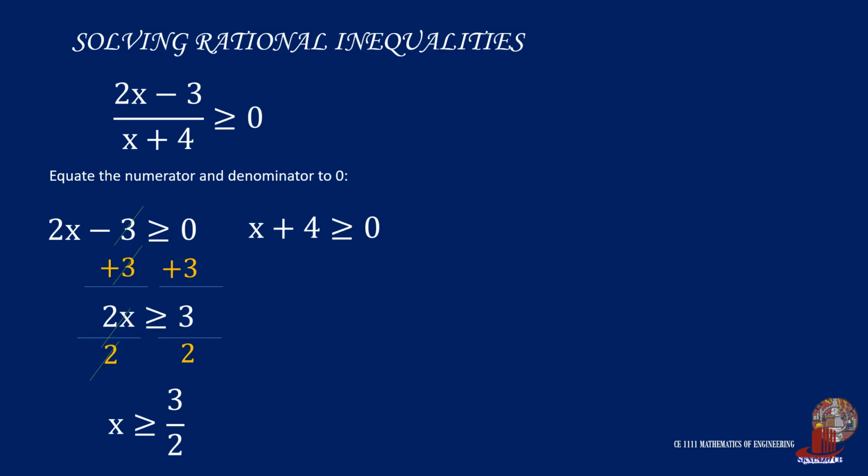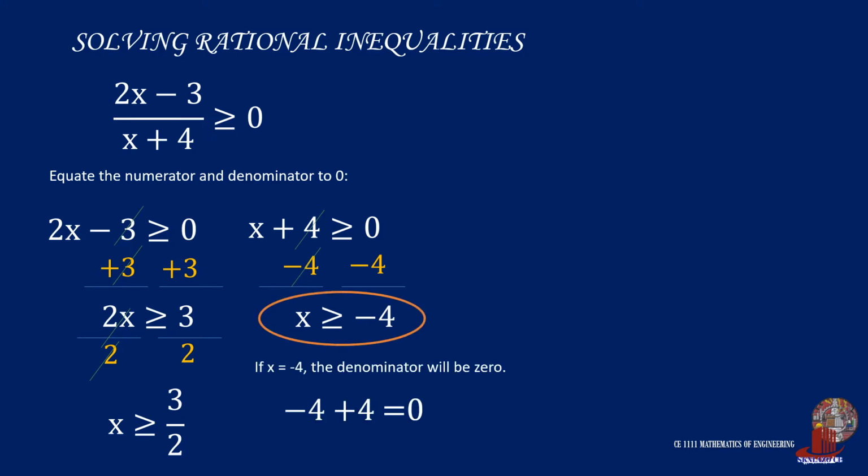Next, we process the inequality from the denominator. X plus 4 is greater than or equal to 0. Subtract 4 on both sides to arrive at x is greater than or equal to negative 4. We look further into this root, as it is in the denominator, regardless of what inequality symbol we have. If we take x as negative 4, we get 0 in the denominator. We cannot have 0 in the denominator as it makes the whole inequality indeterminate. So we use negative 4 as a marker with an open interval because negative 4 cannot be a root.